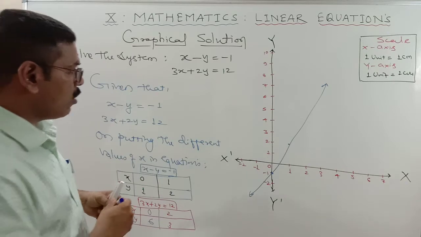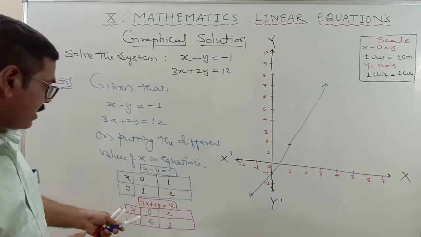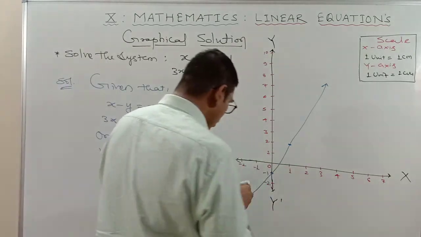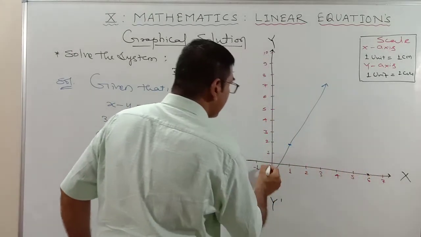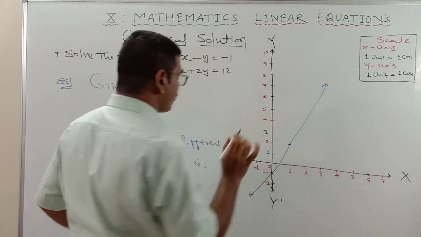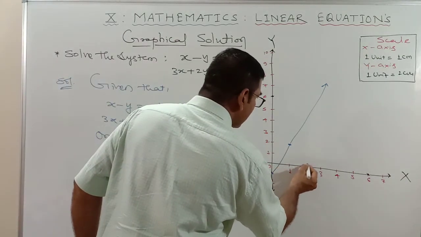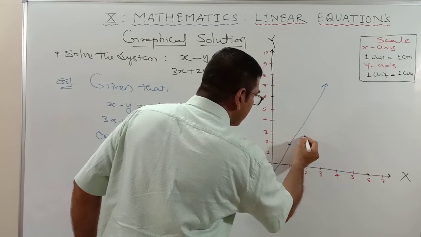Now what is the second line's first point? That is 0, 6. When x is 0, y is equal to 6. This is the point. And when x is 2, y is 3. So it may be the point here.